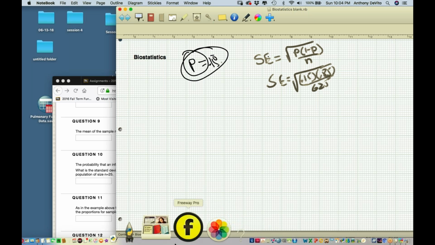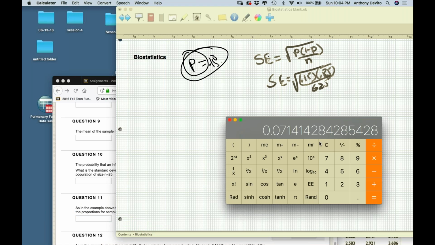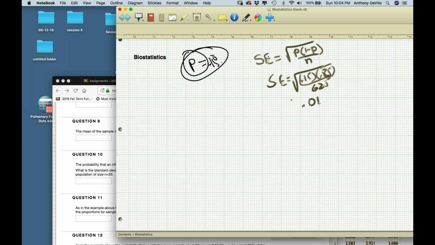Okay, get my calculator back. And clear. 0.15 times 0.85 equals this, divided by 625 equals this, and I'm going to take the square root of that. Okay, so it's equal to 0.0143. So now what is my confidence interval equal to?